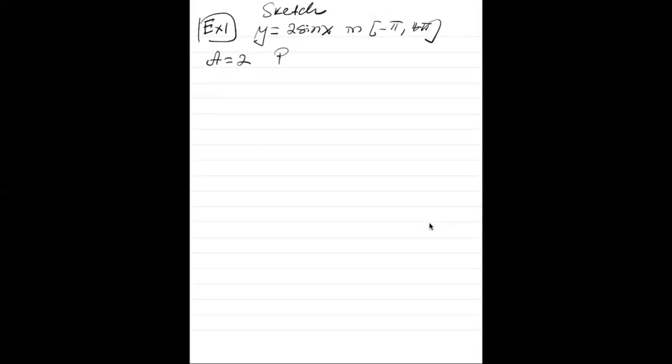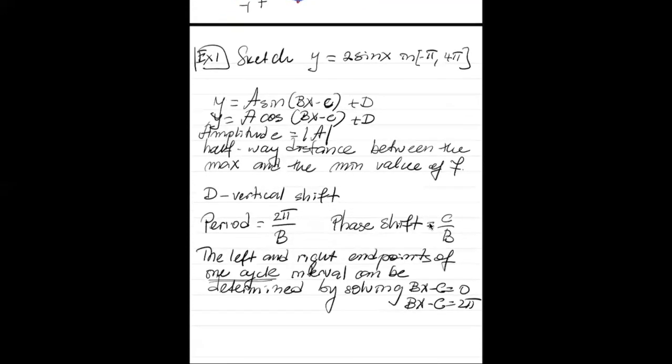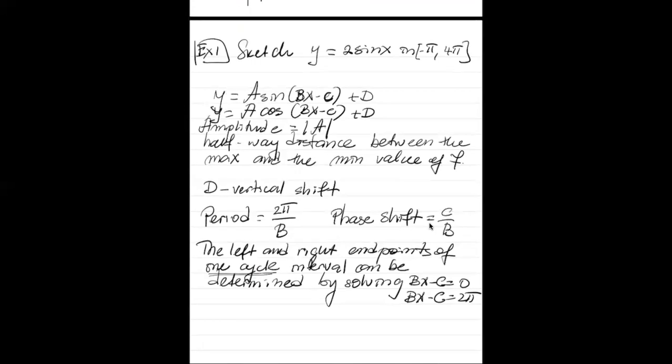So the period, let's write down also that B, that's the number in front of X. Let's look at our formula. So B is right here. The number in front of X, in this case, is 1. And C is 0, which means there's no horizontal shift, and D is 0, which means there's no vertical shift. So only the amplitude is the difference.